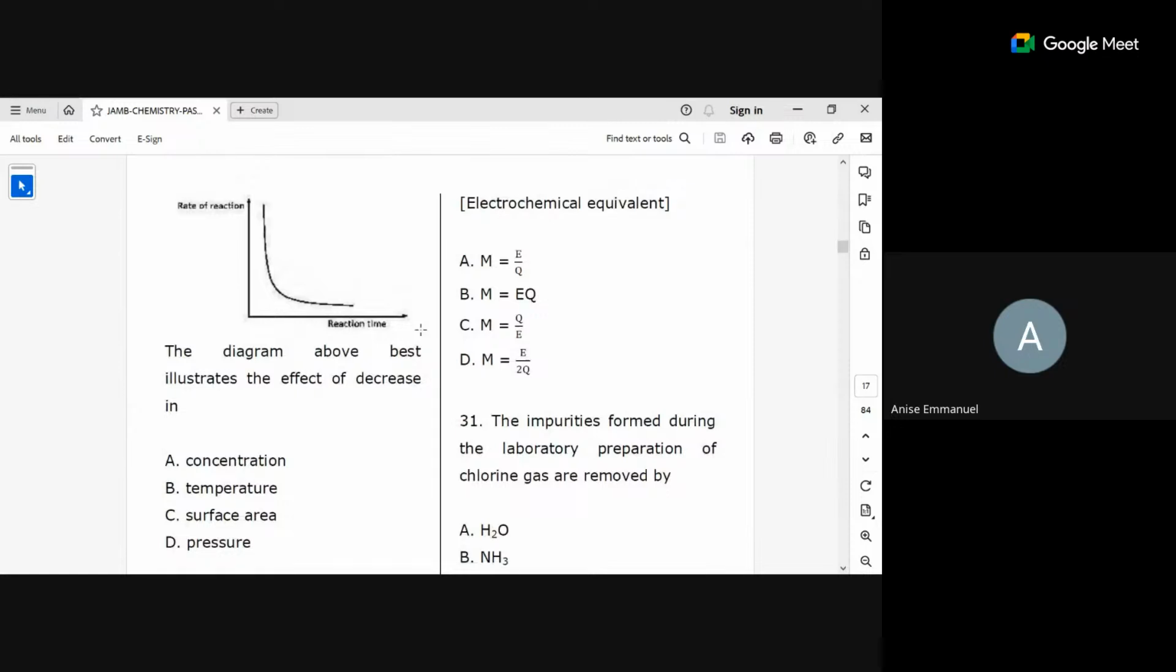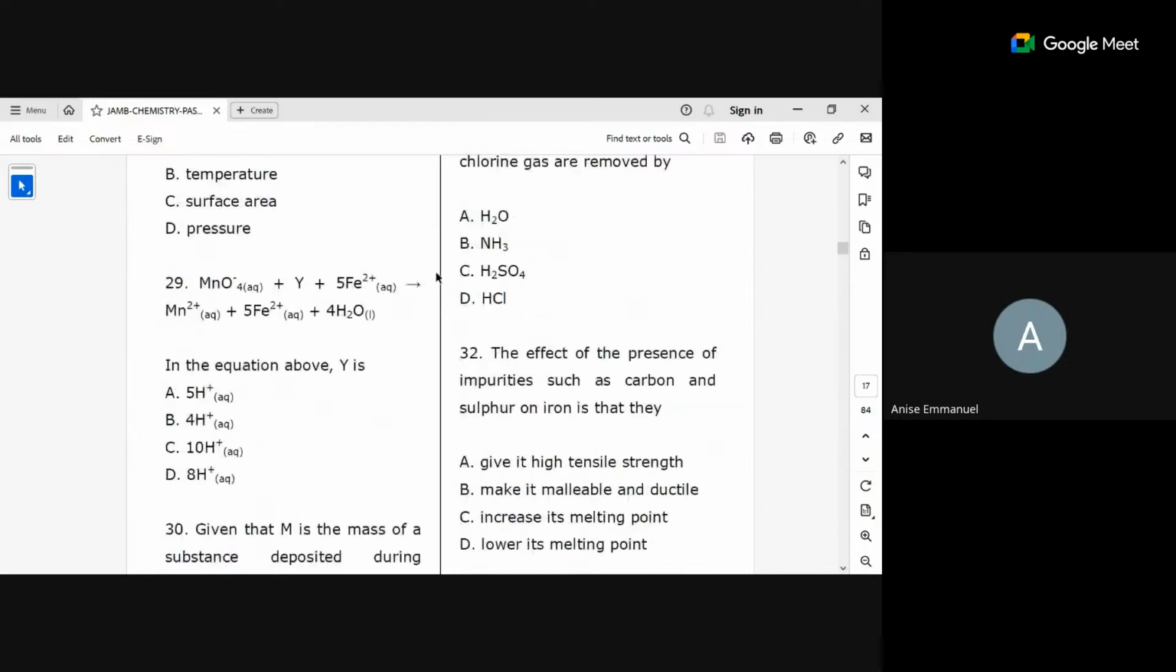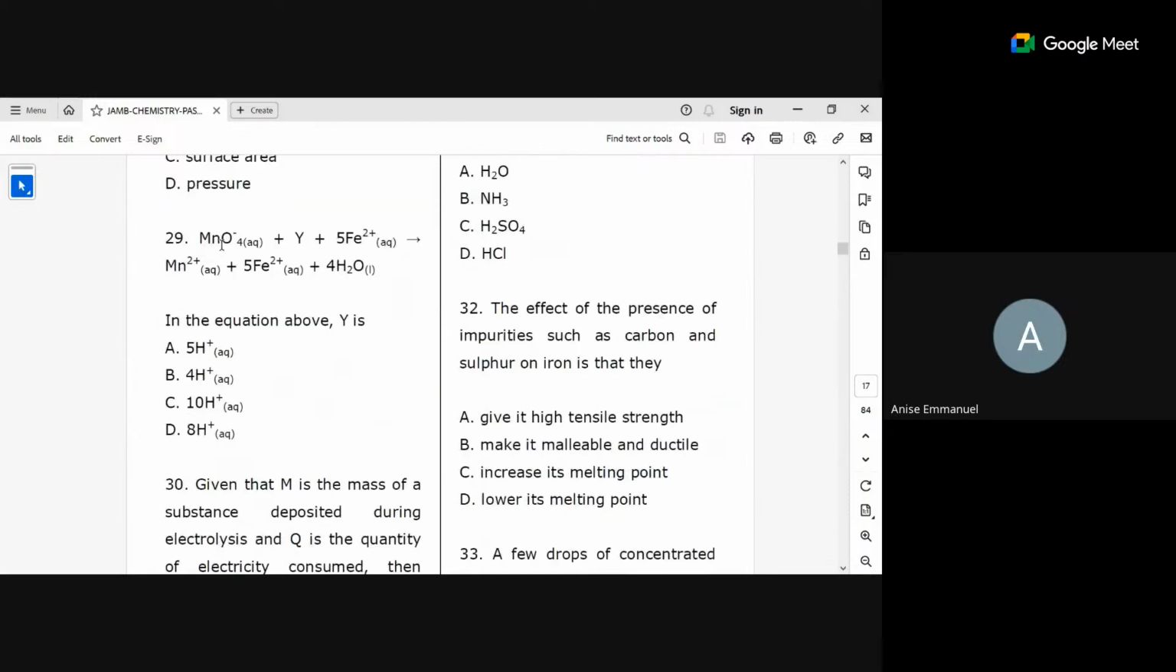We have 40 questions in objective, with 40 compulsory. I'll try moving further to at least cover 40 questions here. Oh, this is very simple. Number 29. But most people will fail this because they cannot balance.